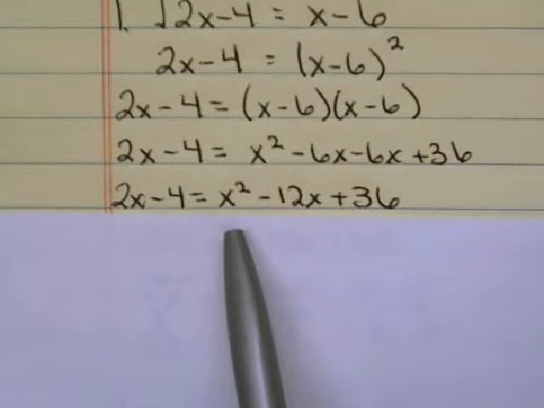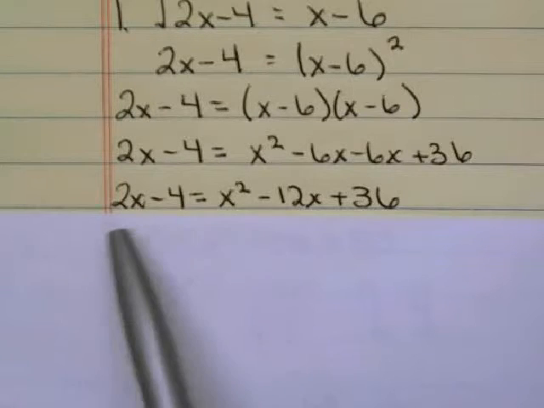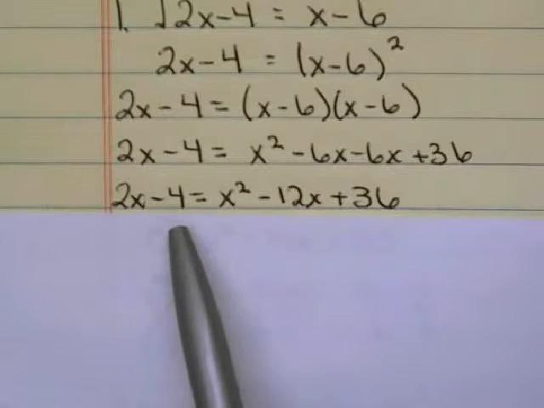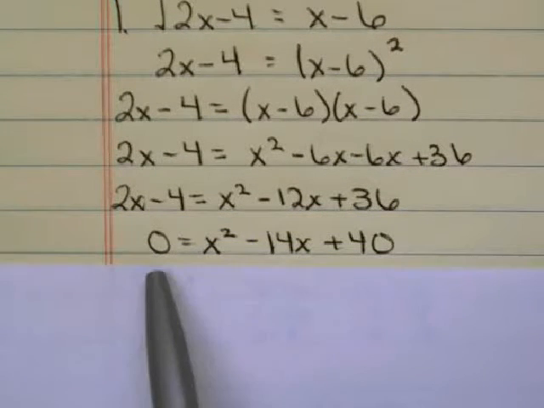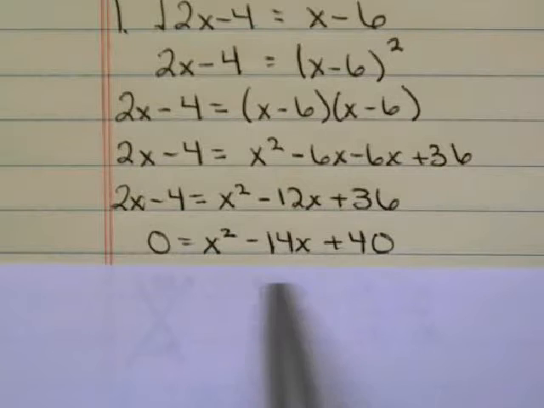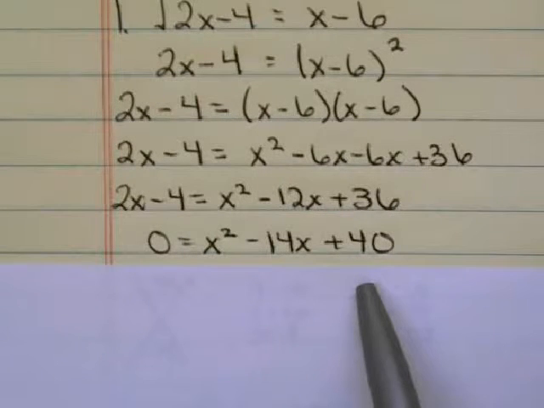And now I notice that I have a quadratic because of the squared function. With a quadratic, you have to get 0 on one side, which means I have to subtract this 2x and then add the 4 over. And when I do that, I get 0 on the left equals x squared minus 14x plus 40.